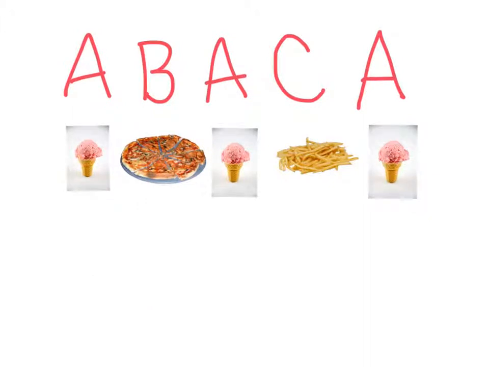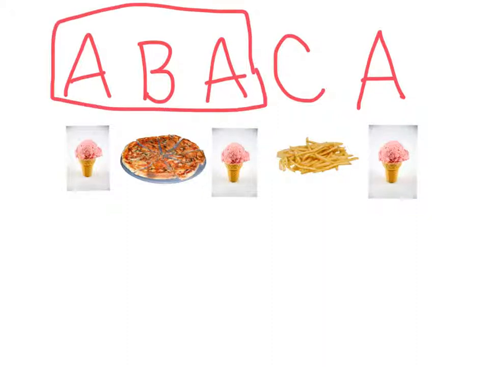Building an ABACA form is a lot like when we built an ABA form. The big difference is that you're going to create a third section, C, in this case represented by the French fries, and then at the end come back to your A section again. Please make sure that your C section is about the same length as your A and B sections. They don't need to be exactly the same length, but they should be pretty close. One shouldn't be so much longer than the other section.